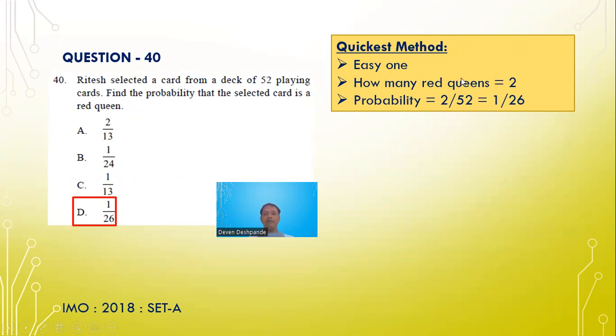How many red queens in a deck of cards? 2, isn't it? The queen of diamonds and the queen of hearts, they are the red queens. So 2 red queens, and probability of selecting a red queen is 2 upon 52. Number of cards is 52. 2 upon 52 is 1 upon 26.